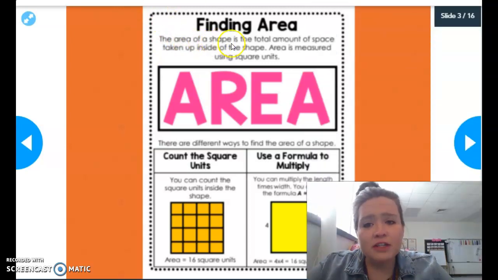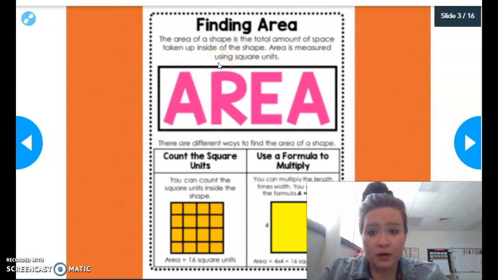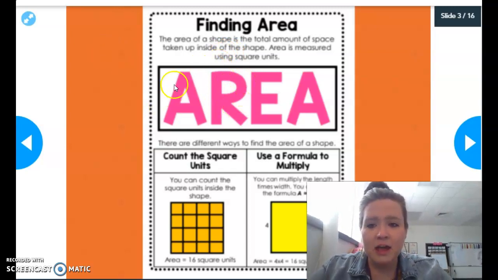The area of a shape is the total amount of space taken up inside of the shape. Area is measured in square units, okay? So think of this as a rug, okay? Or a towel. I'm going to think of it as a rug, all right? So this is the border of the rug, or your perimeter of the rug, and the rest of it, covering the floor, would be your area, all right?